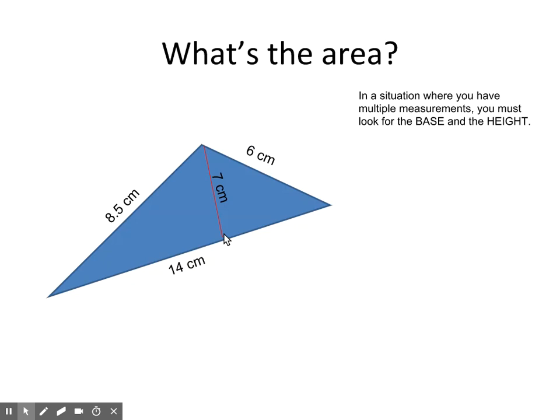So to find the answer for this one, you would have to do 14 times 7, because base times height. We ignore this 8.5 and this 6 because they're useless to me. And 14 times 7 gives me 98, but we of course want to find half of that. So that means that our area for this particular triangle would be 49 square centimeters.